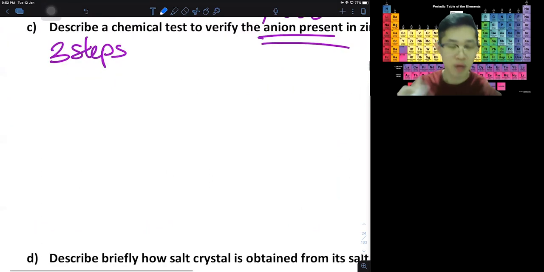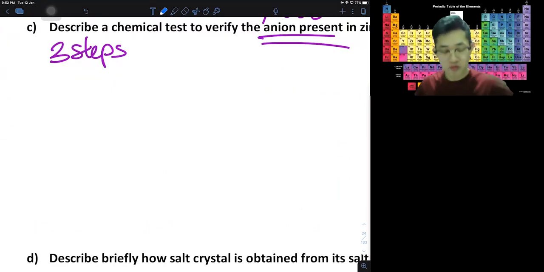This is the reason why we want to do revision. From the revision, you know what you haven't studied, so you know what to do. 3 steps. Okay, now write. You write yours, I write mine. No copy.